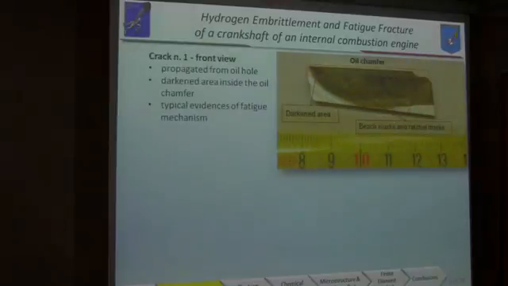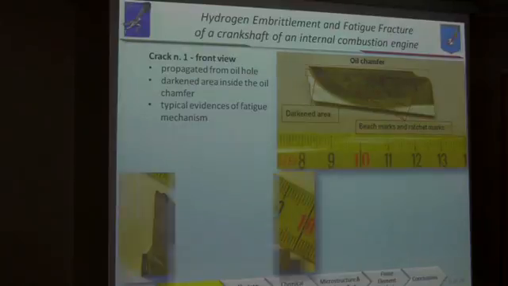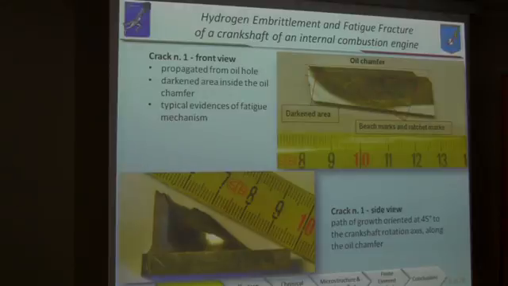Well, at first, the part of the crankshaft affected by cracks was divided into sections to correctly open the cracks and to observe them. Crack number one started from the lubrication oil hole, and inside the oil chamfer a ducting area was observable, and visual examination showed also the typical features of a fatigue crack propagation. The side view showed also about a 45-degree orientation of the crack along the oil chamfer with respect to the crankshaft rotation axis.